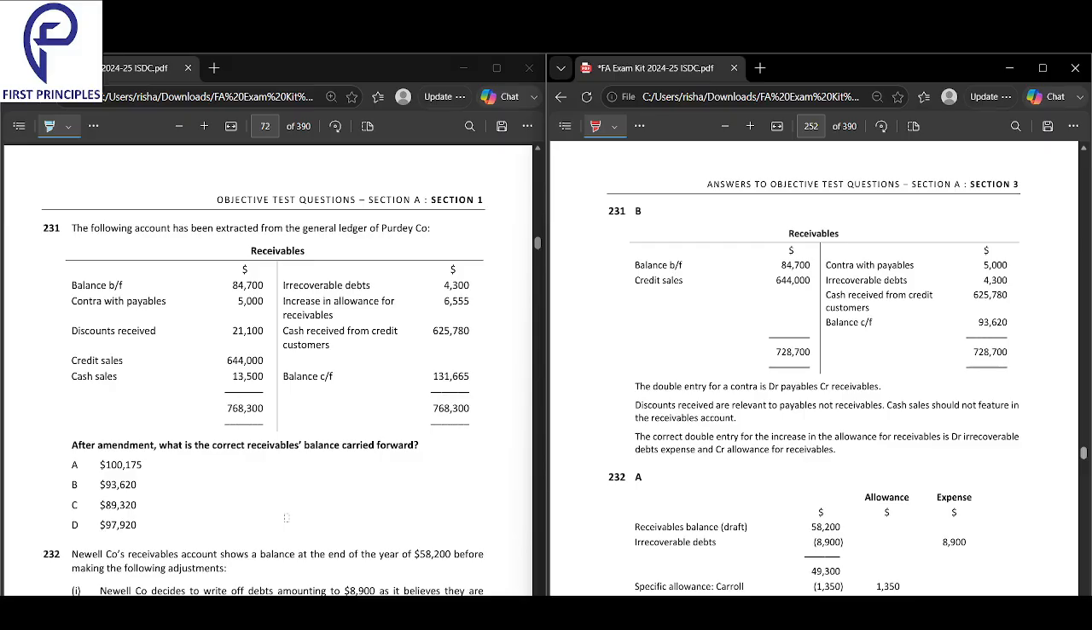Okay, let's look into the next one here. The following account has been extracted from the general ledger. So we have an account already. After amendment, what is the correct receivable balance carried forward? So they want the closing receivables.